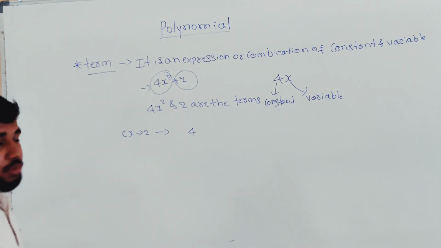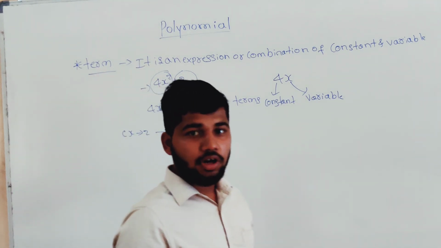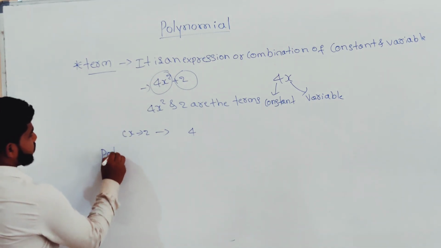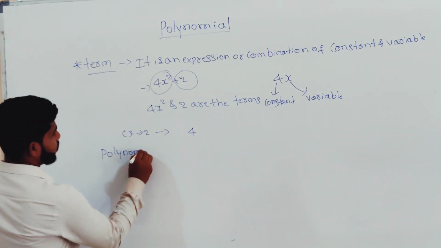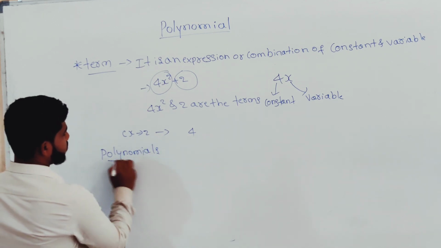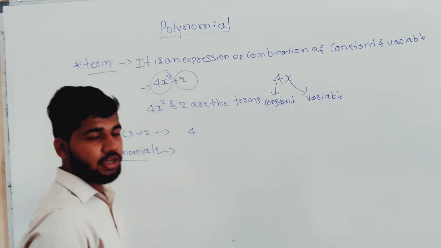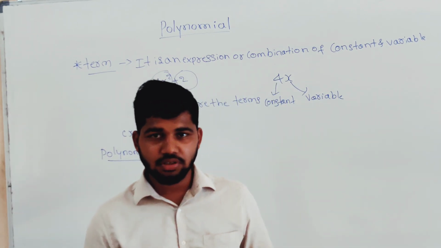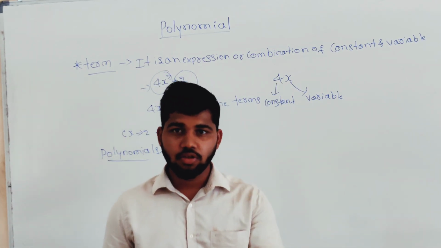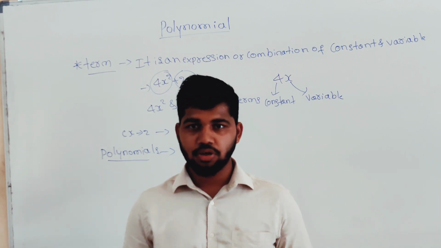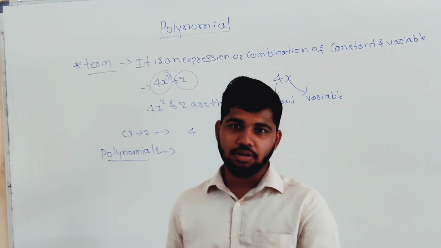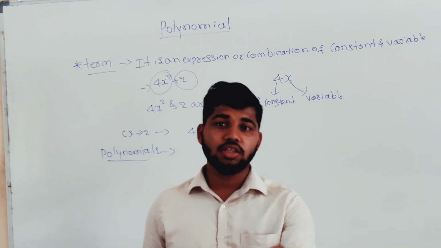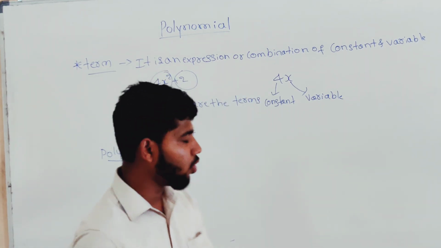Now moving to what we mean by polynomials. A polynomial is a chain of terms, an expression which contains more than 3 terms. It is called a polynomial.